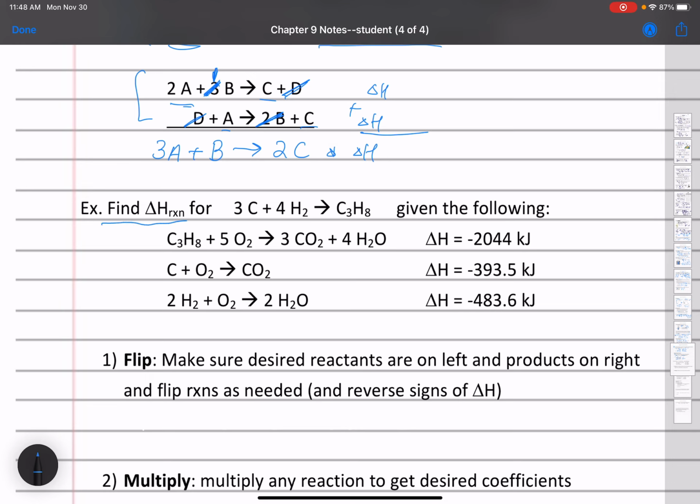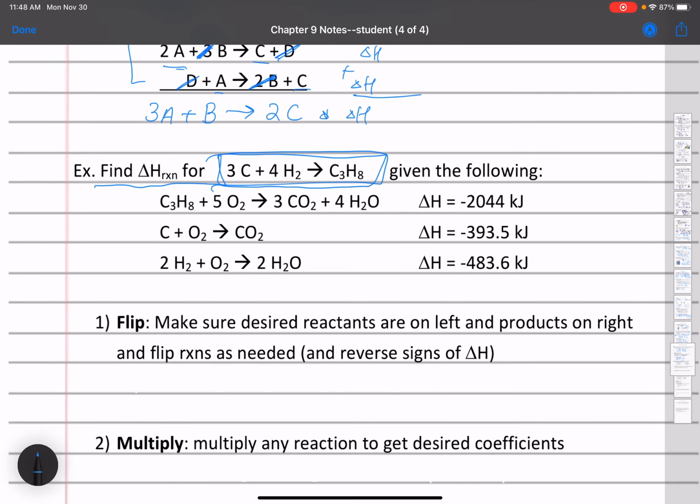It says find the heat of reaction for this equation here, given the following, and we're given three different equations that presumably we can add up in order to get this equation here. All right, but we're going to have to manipulate them a little bit. So I call my method for this flip, multiply, sum.